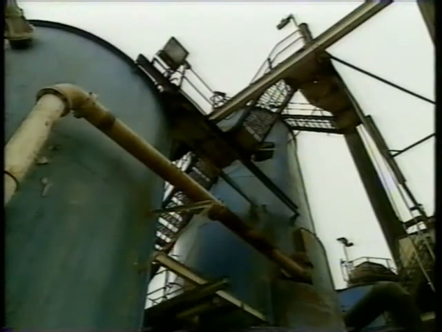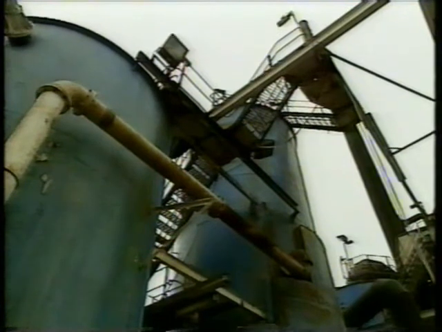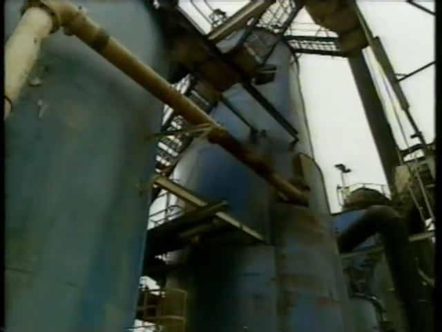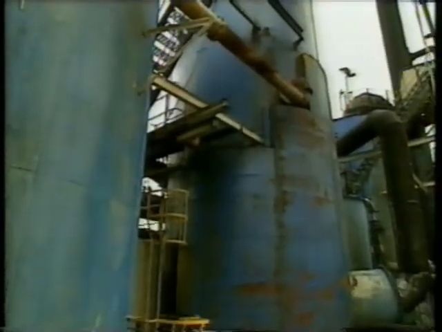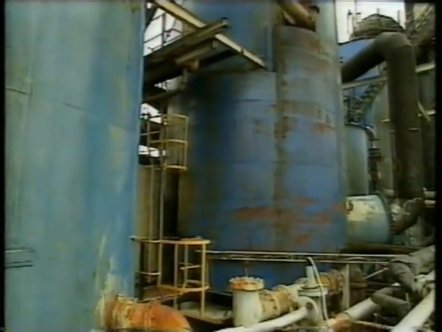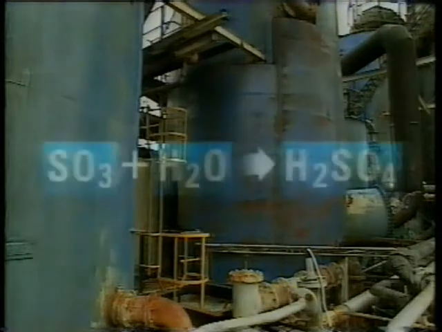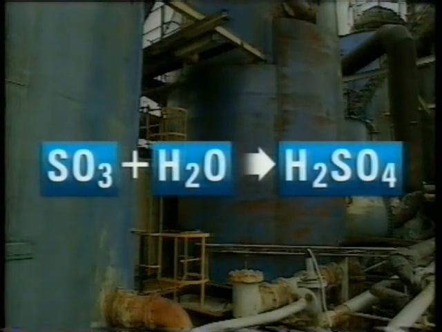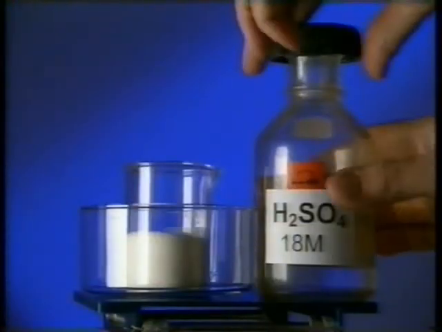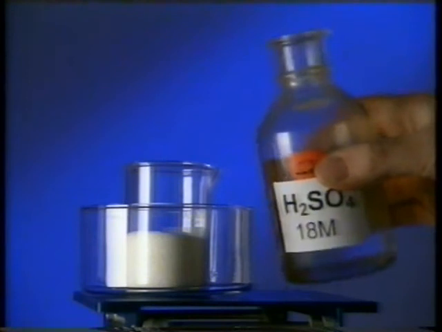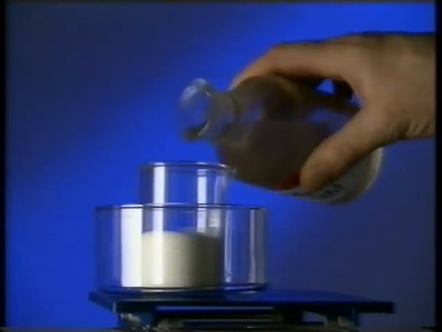In the final step, sulfur trioxide gas flows into the bottom of an absorbing tower. Here it meets a solution of ready-made sulfuric acid. The sulfur trioxide reacts with the water in the solution to produce even more sulfuric acid. Sulfuric acid has many uses in industry.